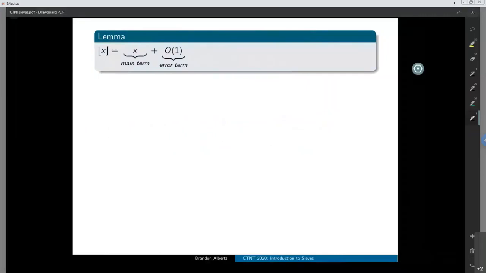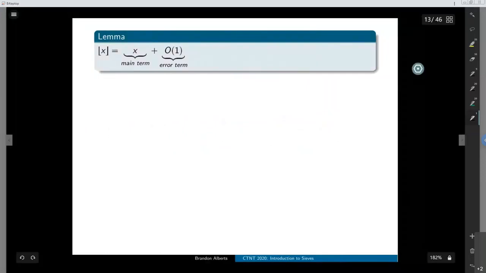The floor function of x is equal to x, the main term, plus big O of 1. That's the only thing that's there for the error term. So big O of 1, that's saying this is something that's, there exists some constant that bounds it above. It's uniformly bounded by a constant. So that's not a very big error term. And the proof is, well, it uses basically the same ideas that we used when we showed these two functions were asymptotic to each other.